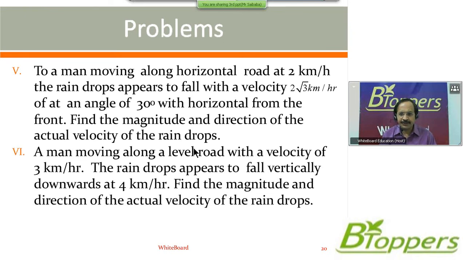You can look at problem number 6. A man moving along a level road with a velocity of 3 km per hour. The raindrops appear to fall vertically downwards at 4 km per hour. Find the magnitude and the direction of the actual velocity of the raindrops.